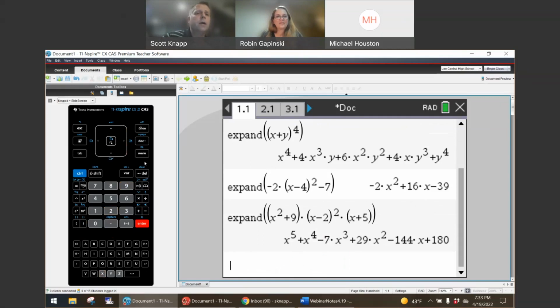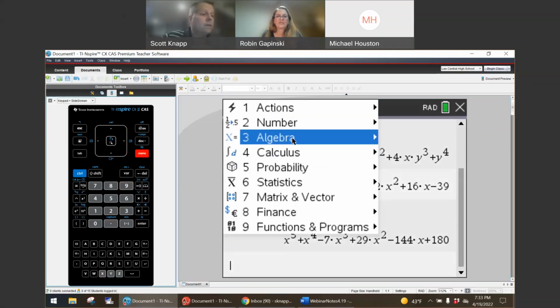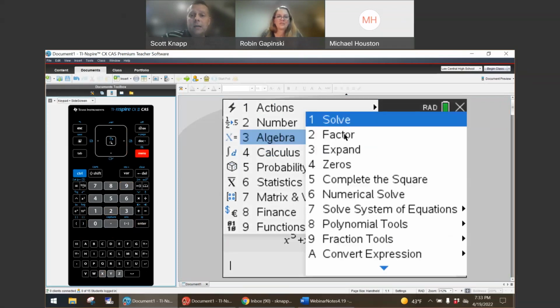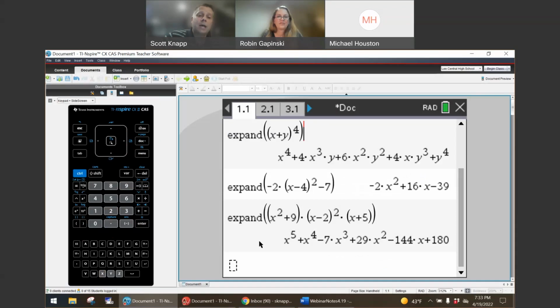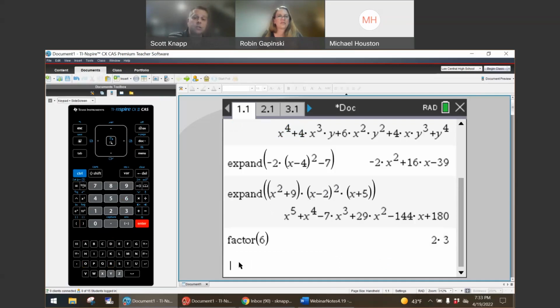The second tool in the algebra list of the big three that I want to show you is the factor tool. I want to show you something first that can actually be used on a non-CAS, because there's a lot of things you can do to leverage the factor tool. It can actually factor numbers, and when it factors numbers, it's just listing the prime factors of that number.